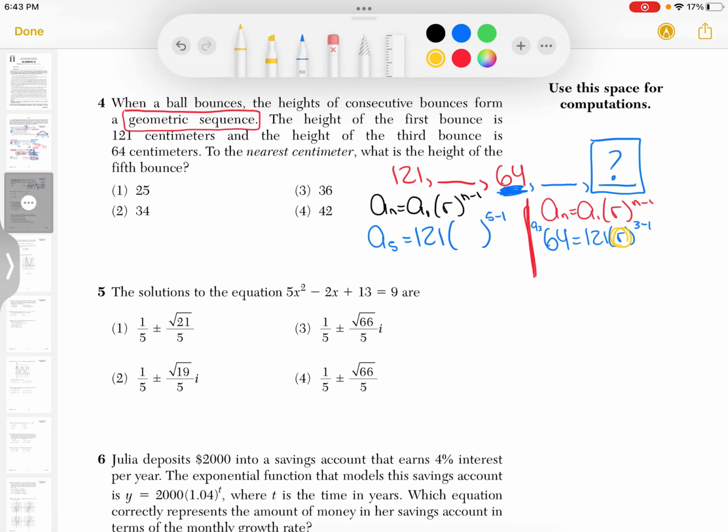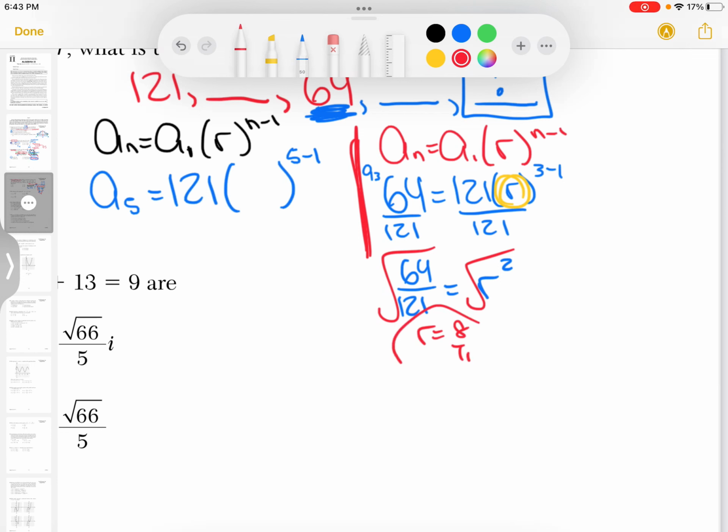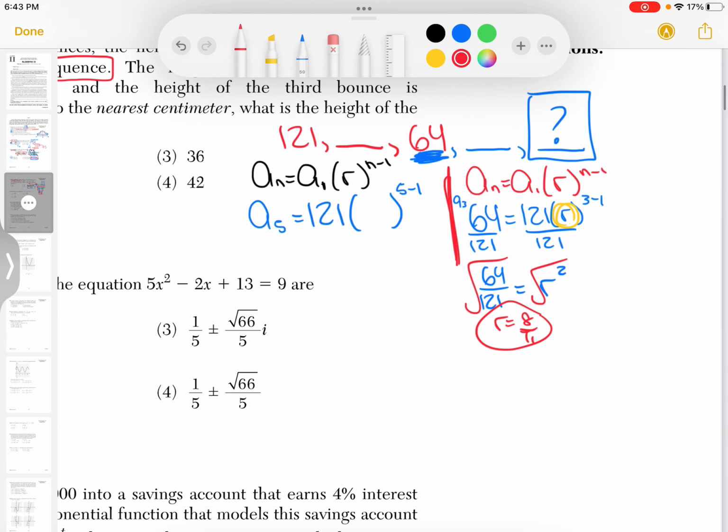So when I plug everything else in, I now only have one variable, which is right here, and I can solve this for r. So my first step to solve for r is to divide by the 121. And I'm just going to leave that as a fraction because it's not a great decimal. And 3 minus 1 is 2. And then to get rid of that squared, I'm going to square root this, and I get that r is 8 over 11. That means that's my common ratio.